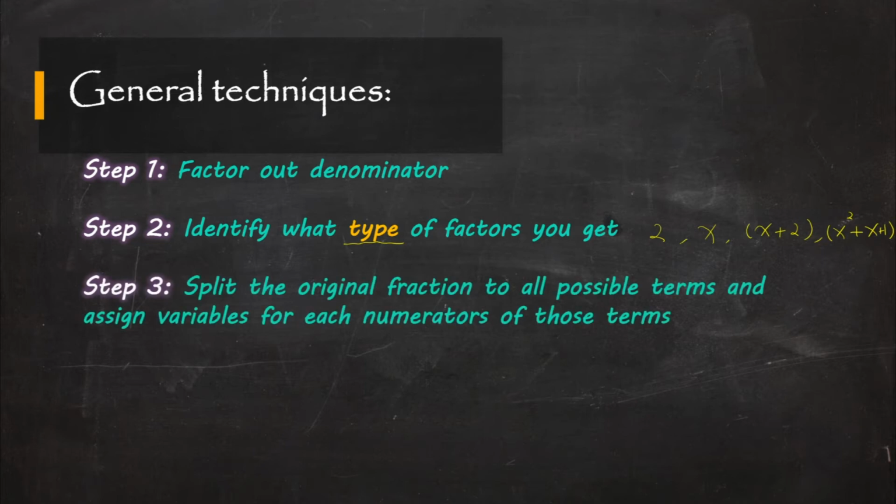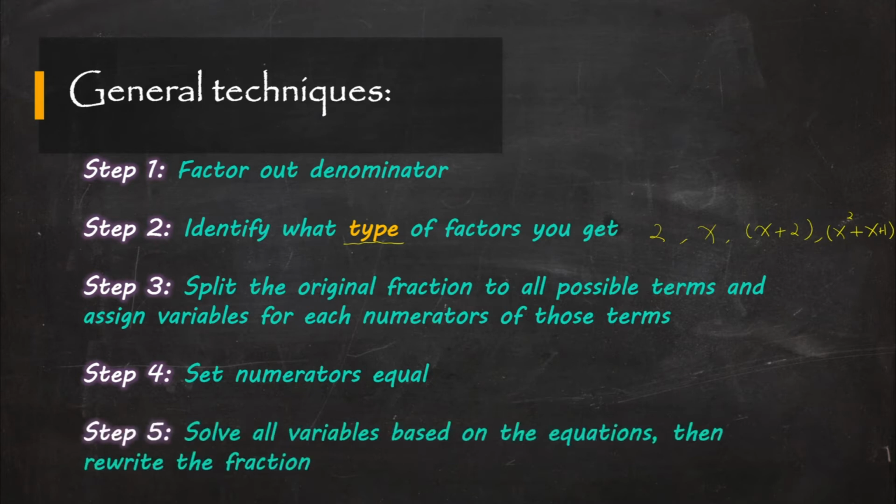Step 3 is we split the original fraction into all the possible terms and assign variables for each numerator of those terms. After that, we set the numerators equal, so the left equals the right, and we keep the same common denominator. And the last step is we solve all the variables that we assigned before based on the equations.